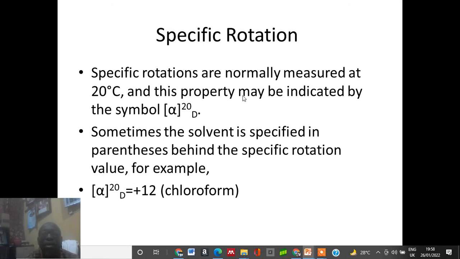Specific rotations are normally measured at 20 degrees Celsius, and this property may be indicated by the symbol [α]20D. Sometimes the solvent is specified in parentheses behind the specific rotation value. For example, with this notation, [α]20D means the specific rotation is at 20 degrees, in the sodium D line, and is equal to +12 in chloroform. The solution for the measurement was in chloroform.